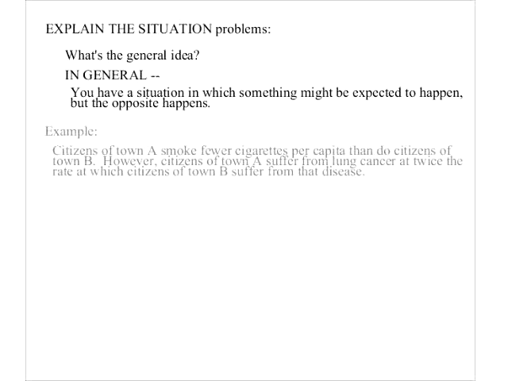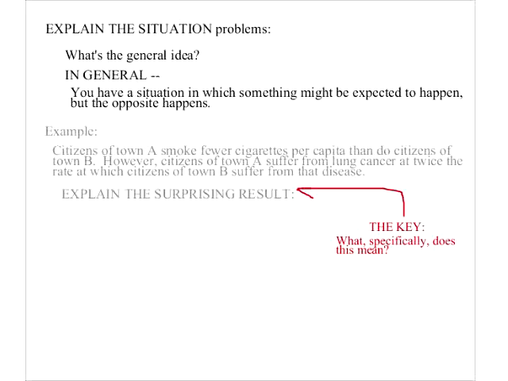So let's talk about explain the surprising result. What is actually surprising here? Because the key to these questions is you've got to figure out exactly what it is that you're trying to explain in the first place. The key to these questions, unlike most other critical reasoning questions, is that we're not really being told exactly what they want us to do. So the key here is to realize what this means. What specifically does this mean? So who can explain in the text box, in as precise terms as possible, what is the surprising result that we're trying to explain?